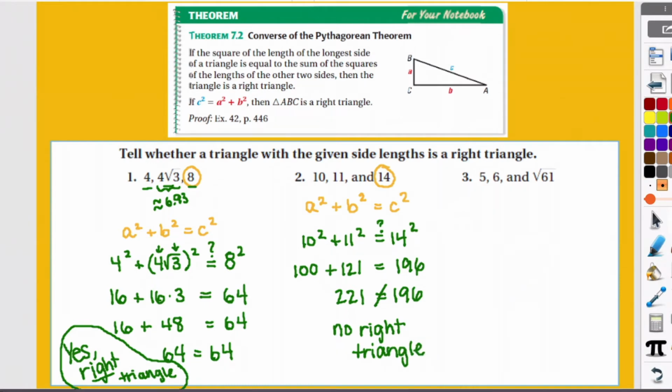Let's do one more. This one has a radical again in there. The square root of 61. I'm going to type that in. And I do that because I want to make sure that I'm using the longest side as my C. And it turns out that that is my longest side this time, so that's going to go in for my C squared.